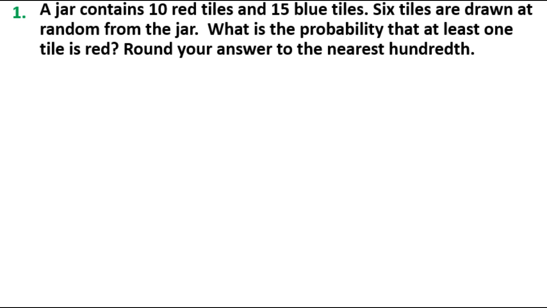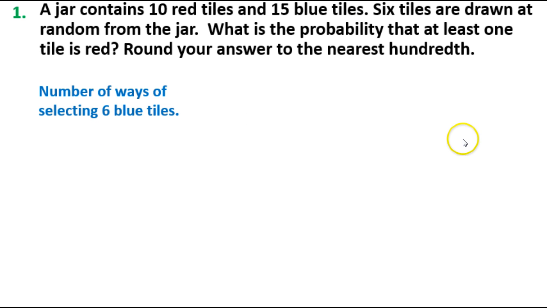So 6 are selected at a time. Remember that probability is the desired number divided by the total possible outcomes. So the desired number here is we're trying to select 6 tiles from 15. Okay, so we're going to select 6 blue tiles from 15 blue tiles up there. So that's going to be our combination. We're going to do our 15 factorial over 6 factorial times (15 minus 6) factorial.